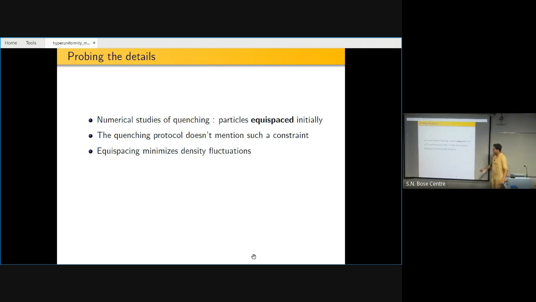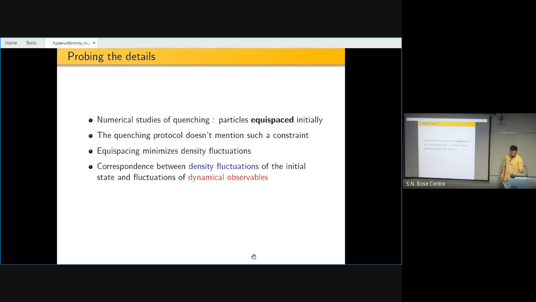But you note something: when you equispace particles, that really minimizes the density fluctuations. Because if you have placed particles in an equispaced manner, what is the fluctuation? There is no fluctuation anymore. So this begs the question, is there a correspondence between density fluctuations of the initial state and the fluctuations of the dynamical observables? Now this is particularly important because the density fluctuations of the initial state are fluctuations in space at time t equal to 0, and the quantities of interest that we have are dynamical observables. We are measuring x square as a function of time at late time. This is really relating space with time, and we are trying to understand if there is a correspondence, and if there is indeed a correspondence, can we quantify this correspondence? That is the central question of this work.